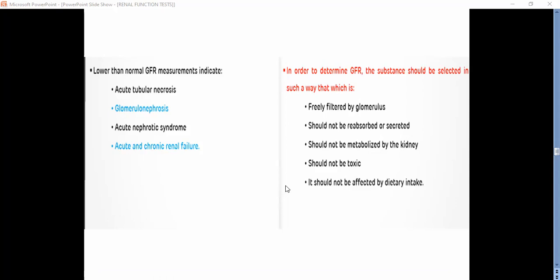If you select a compound that should be cleared out of the kidney, it should have some properties. It should be freely filtered by the glomerulus. It should not be reabsorbed or secreted, and it should not be metabolized by the kidney. That is, during clearance, it cannot be metabolized by kidney enzymes. The compound we use should not be toxic to the kidney, and it should not be affected by our dietary intake.